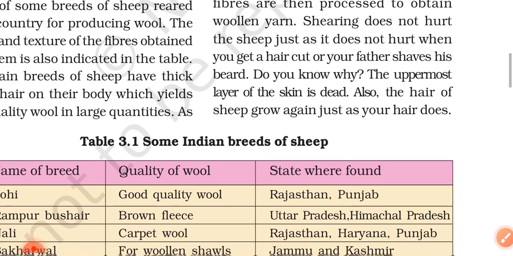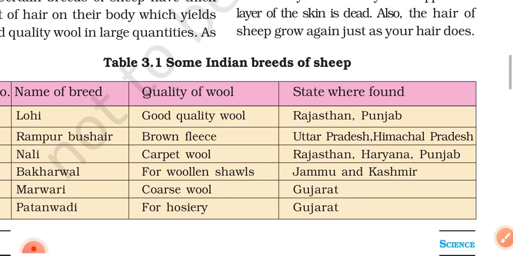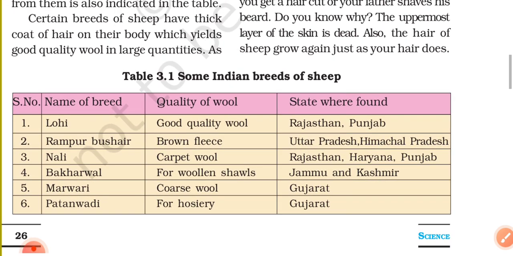Table 3.1. Some Indian breeds of sheep. Number 1. Name of breed: Lohi. Quality of wool: good quality wool. State where found: Rajasthan, Punjab. 2. Rampur Bushair. Quality of wool: brown fleece. State: Uttar Pradesh, Himachal Pradesh.